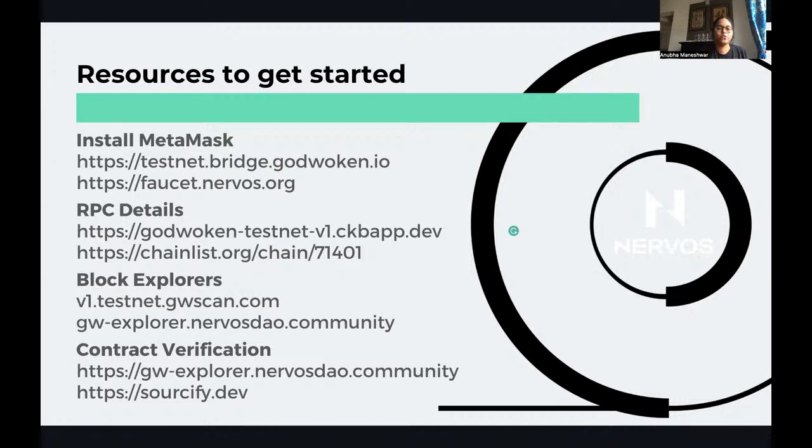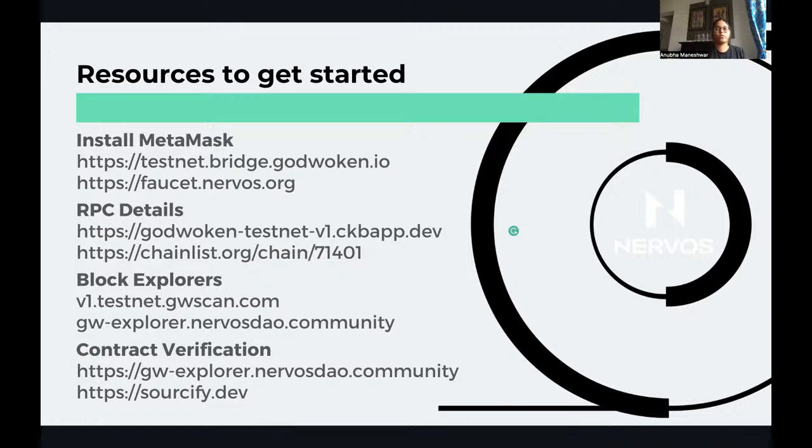And then you can go to testnet.bridge.godwoken.io, or you can go to faucet.nervos.org, and you can find the tokens here. You can interact with the RPC URL and all the tooling, see the blocks in the block explorer, make transactions, and then you can actually deploy your contract and get it verified. I have mentioned all the links here, and I'll be posting this deck on the Discord server as well. So these are all the links where you can go and check it out.